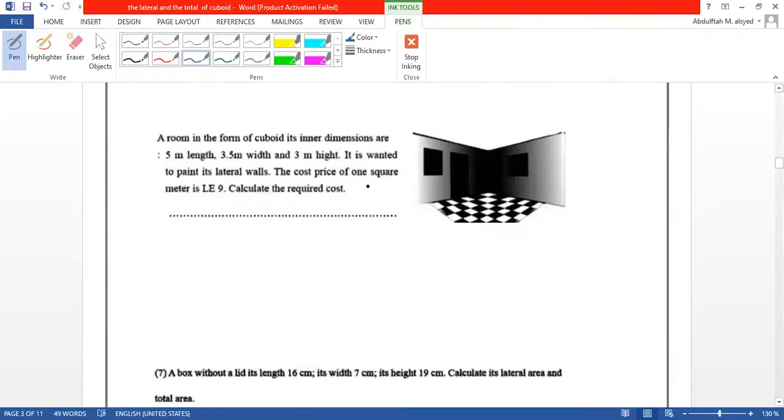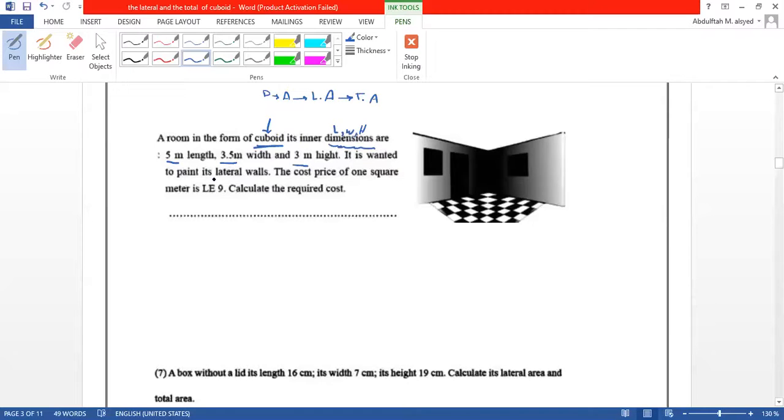Right. Booklet page 20. A rule in the form of cuboid. So if it is a cuboid, you have to find the perimeter, then area, then lateral area, then total area. Dimensions here mean length, width, height. The dimensions are 5 meters, 3.5 meters, and 3 meters height.